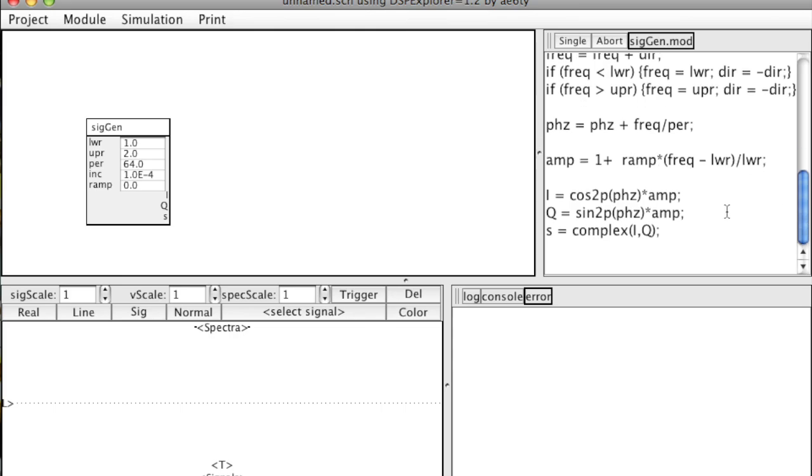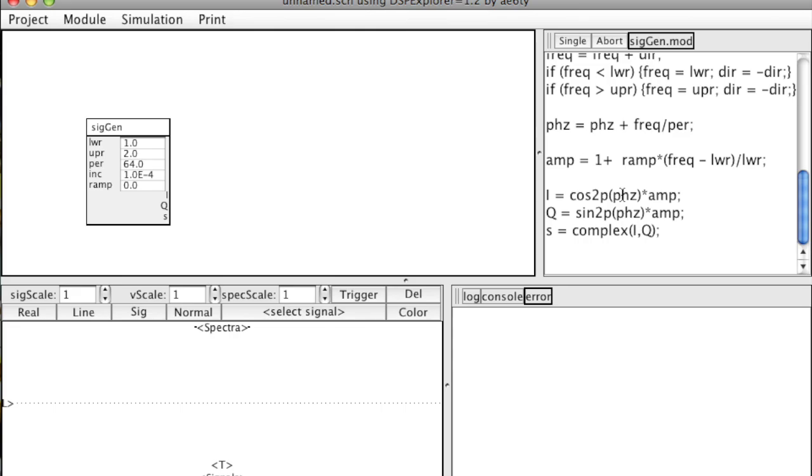Having computed the amplitude and the phase, we can now produce the I and Q signals. I would like the I and Q signals to advance one full cycle each time the phase advances by 1. This would mean that I would have to multiply the phase by 2 pi. Honestly, I got tired of doing this, so I provided cosine 2p and sine 2p, which essentially is cosine times this value, phase, times 2 pi. This is one of the advantages of writing one's own tools.